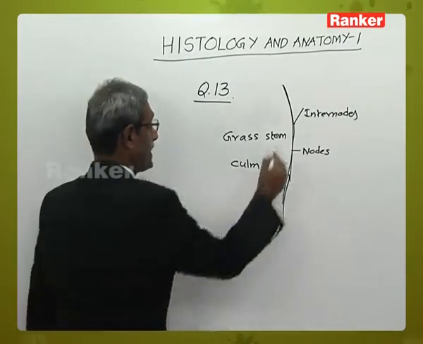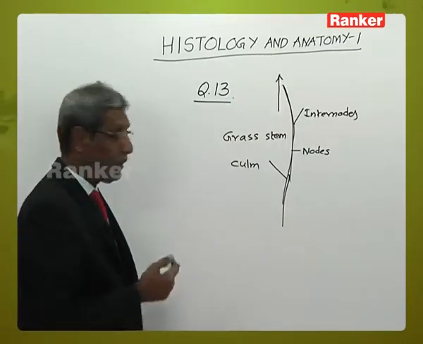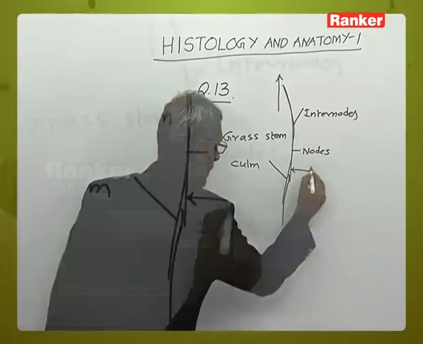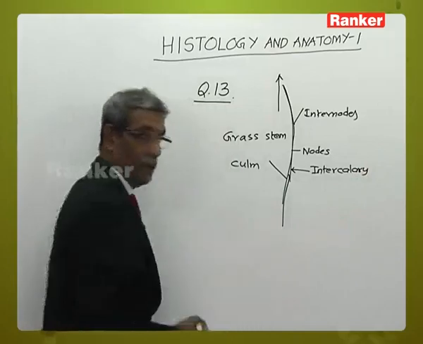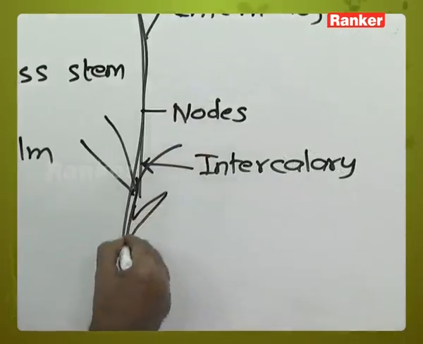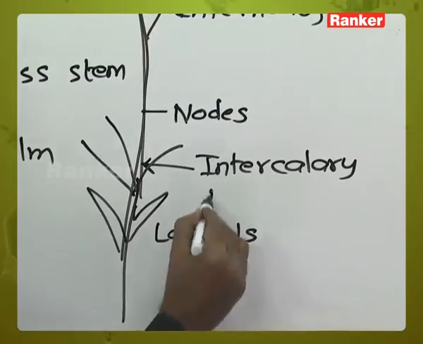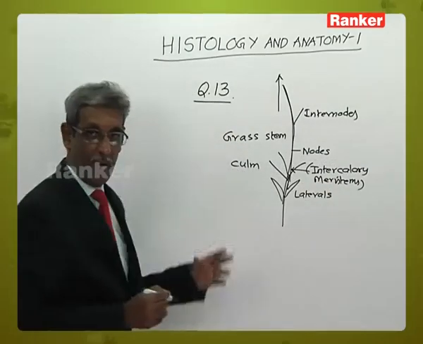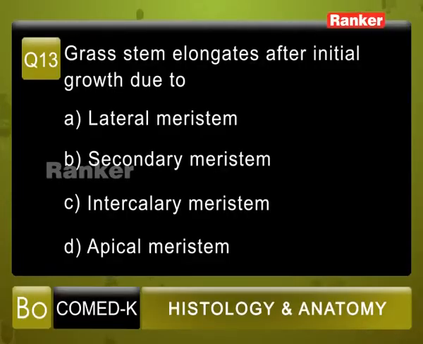So, after it elongates due to the presence of the apical meristem, after initial growth, primarily at the nodes and at the internodes, we have the presence of intercalary meristems. The intercalary meristems give rise to the laterals. So, due to the activity of the intercalary meristems, a grass which is a runner is able to form secondary branches. So, the answer is C.